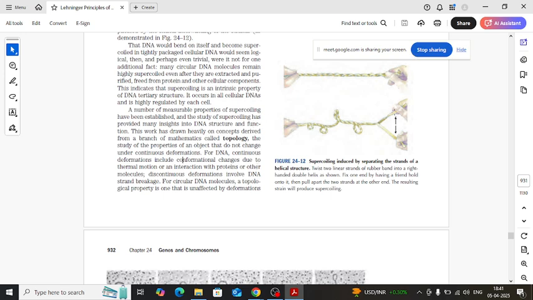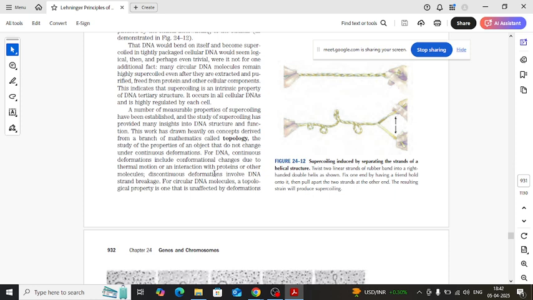For example, here, upon separating these two strands, this supercoiling has been induced. So now, the more you do this, the more supercoiling there will be. So there will be no change in the shape of the object under continuous deformation. For the DNA, continuous deformation includes conformation changes due to thermal motion or an interaction with some protein.